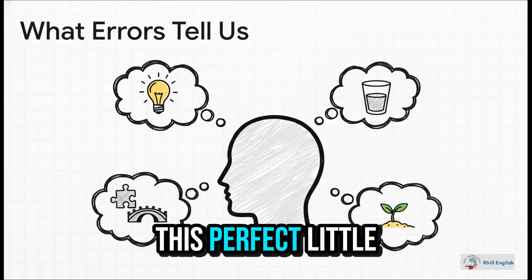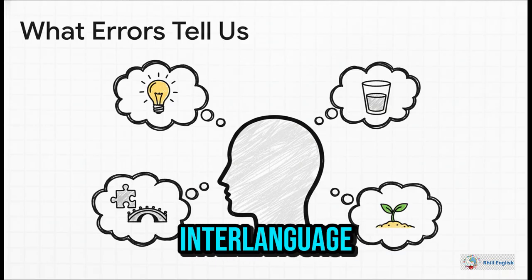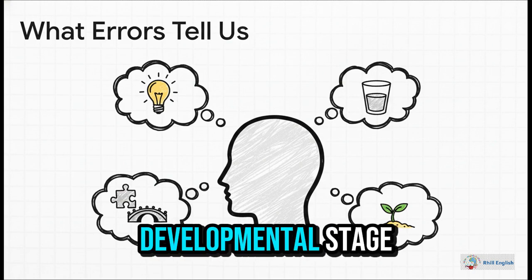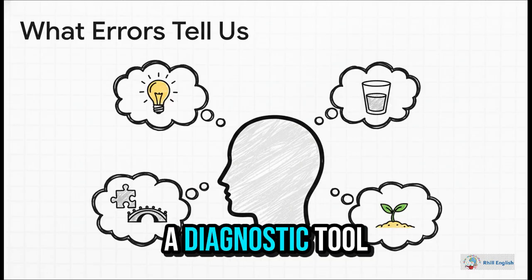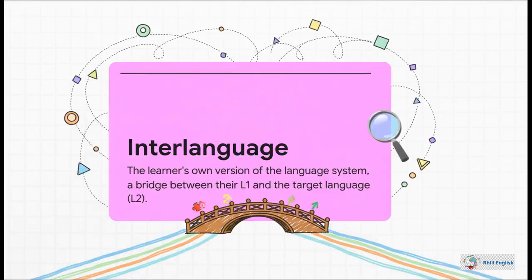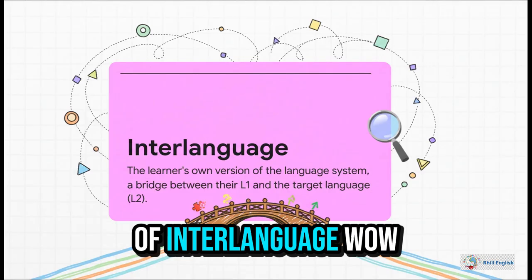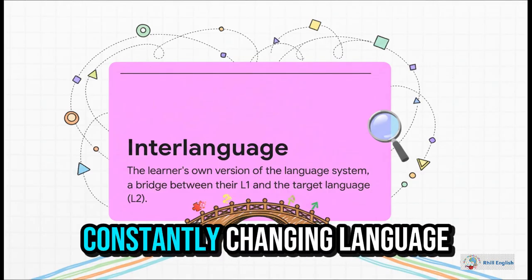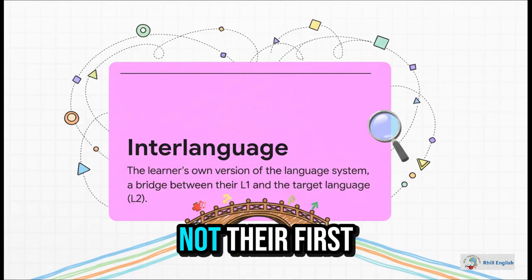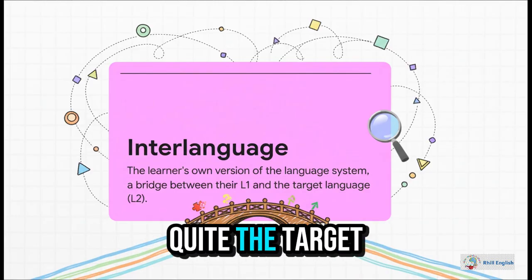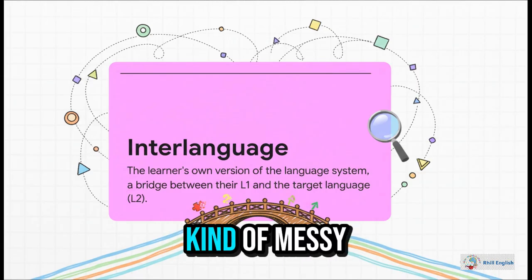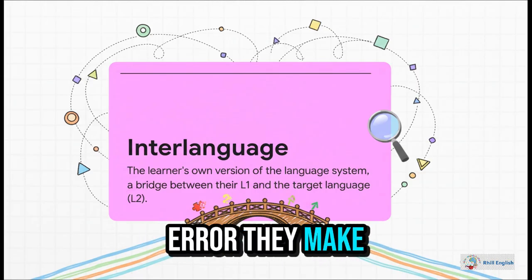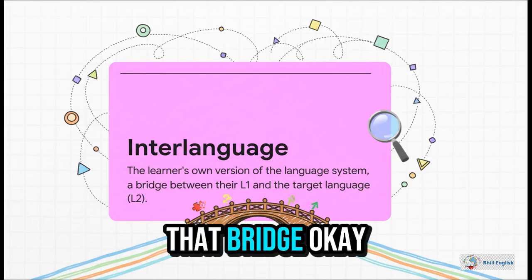It gives us this perfect little snapshot of their interlanguage, and you're going to want to remember that term, which tells us everything about their current developmental stage. It's basically a diagnostic tool for their learning journey. And this idea of interlanguage, wow, it is so powerful. It's the learner's own unique, constantly changing language system. You see, it's not their first language, and it's not quite the target language yet. It's this dynamic, kind of messy, but beautiful bridge right in between. And every single error they make is a clue telling us about the state of that bridge.